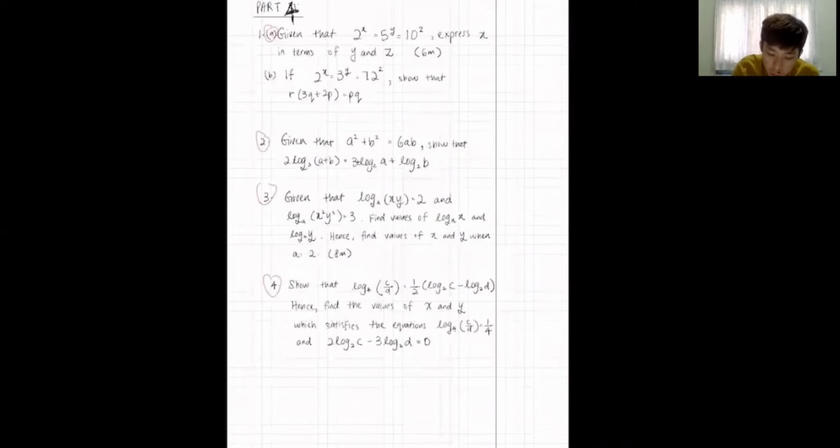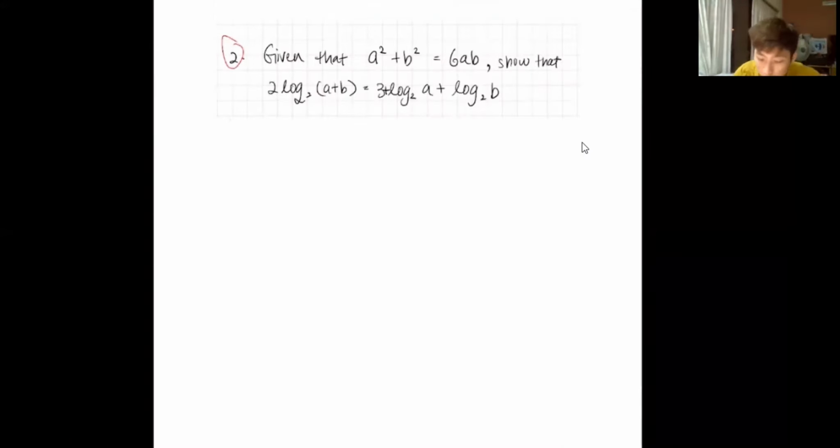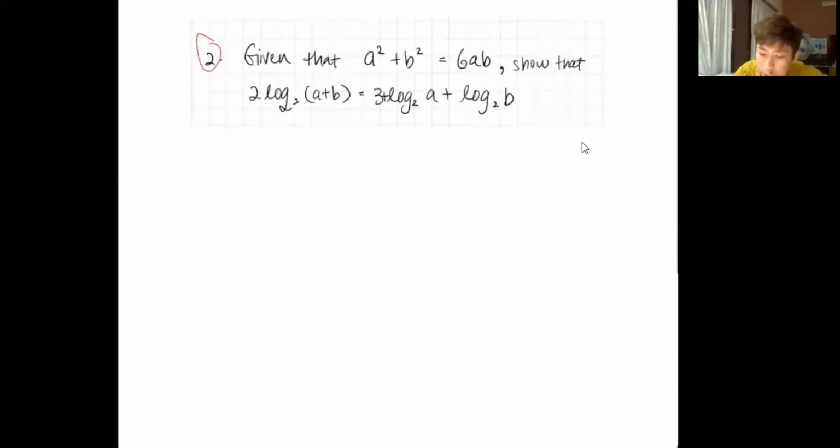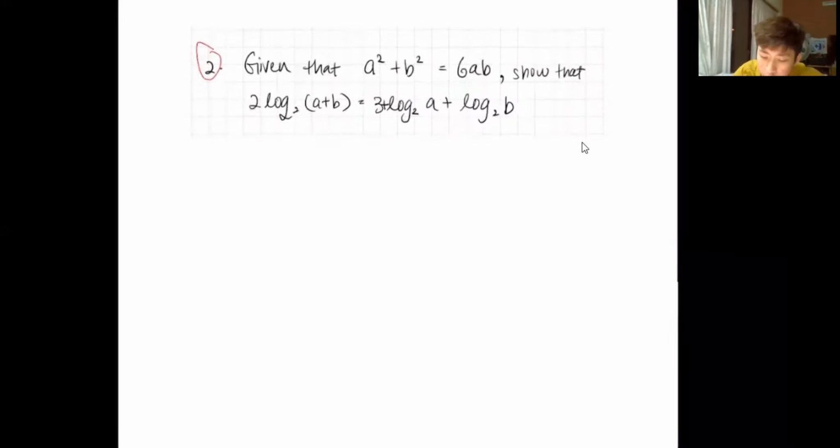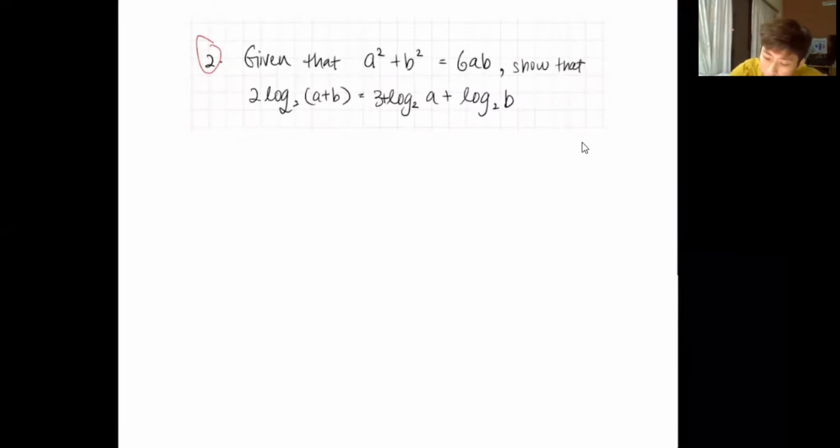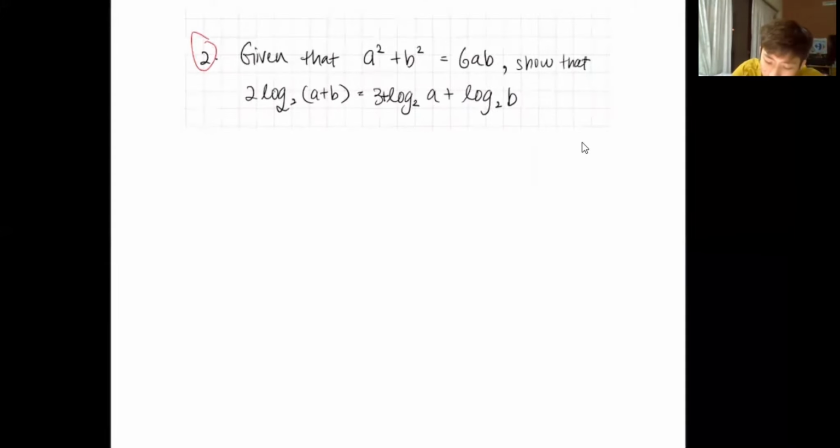All right. So we try to solve number 2 now. So we move on to question 2. Question 2 is quite a simple question, but you have to use one trick later on. So they say, given that a squared plus b squared is equal to 6ab. Okay, let me change the color of the pen first.